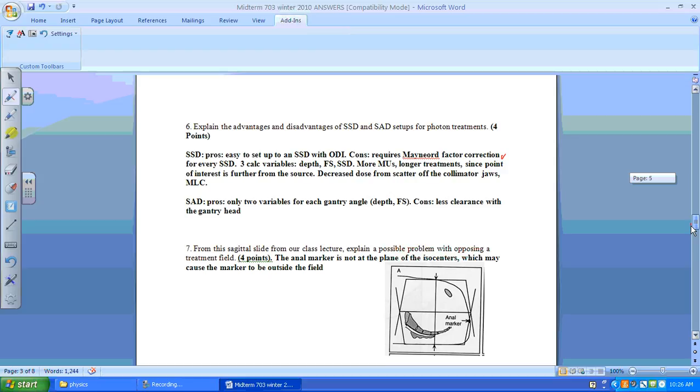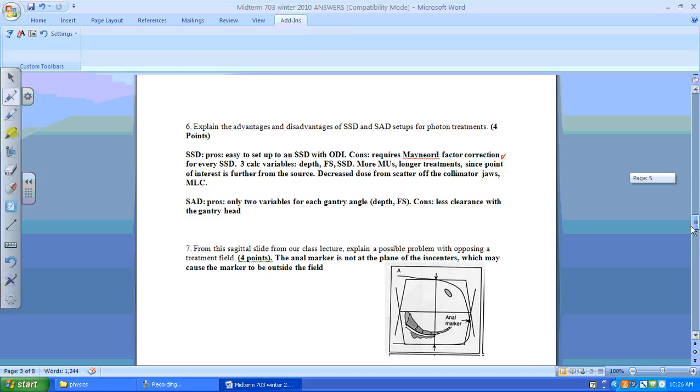And so this is something to consider when you're treating patients with breast cancer, because doctors are always concerned about the contralateral dose. You know, the healthy breast, the contralateral breast dose. The healthy breast should not be getting any dose because you're not treating it. There's no cancer there. So if you can treat a patient with an SSD setup, then the contralateral breast is going to get less dose.